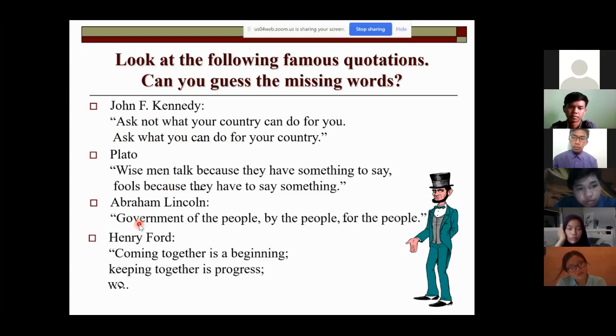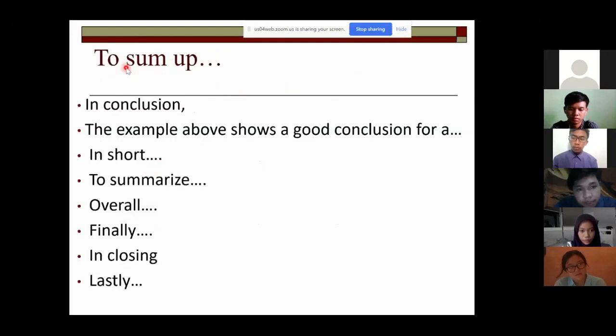"Coming together is a beginning. Keeping together is progress. Working together is success." Okay, sounds like this is to end your presentation. Then to sum up, you may state "in conclusion." The examples above show a good conclusion: in short, to summarize, overall, finally, in closing, lastly. It means that you will end your presentation.